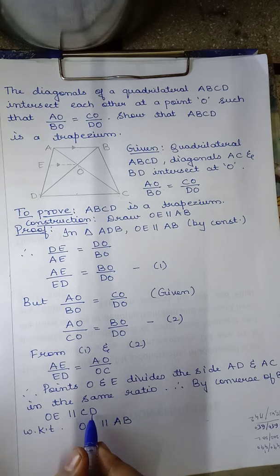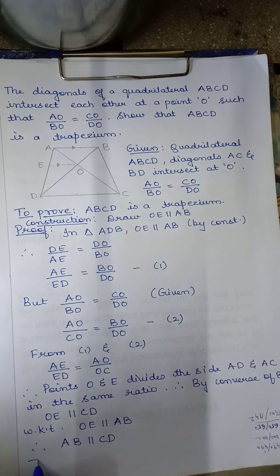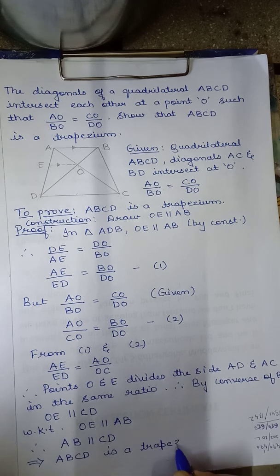So when OE is parallel to CD and OE is also parallel to AB, both the lines AB and CD are parallel to the same line. Therefore AB will be parallel to CD, and this implies ABCD is a trapezium. So this completes the proof and the exercise 2.2.